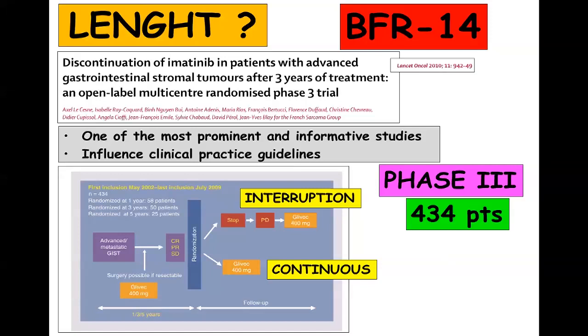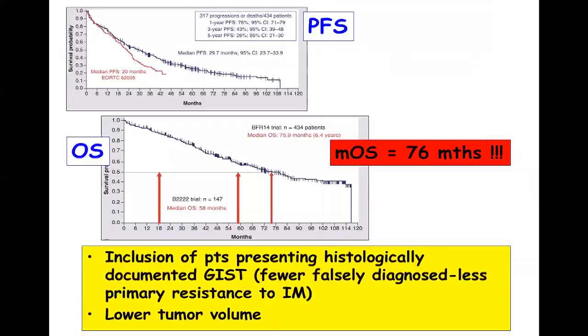Patients in complete or partial response or stable disease were randomized between a continuous arm or an interruption group after 1, 3, or 5 years. And in case of reprogression, they can be retreated with Gleevec. So, in terms of PFS, 1 year PFS 76%, 3 years PFS 43%, and 5 year PFS 26%.